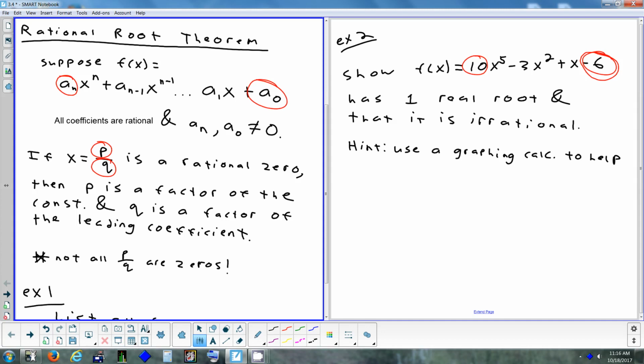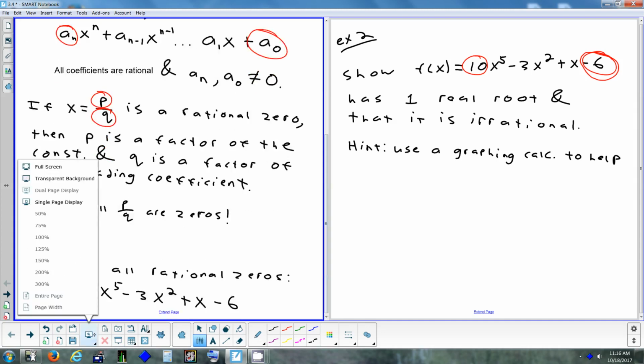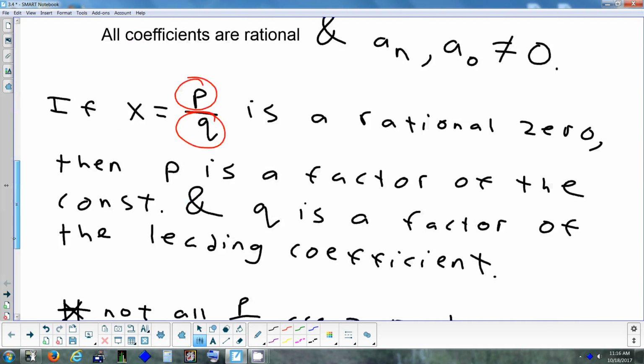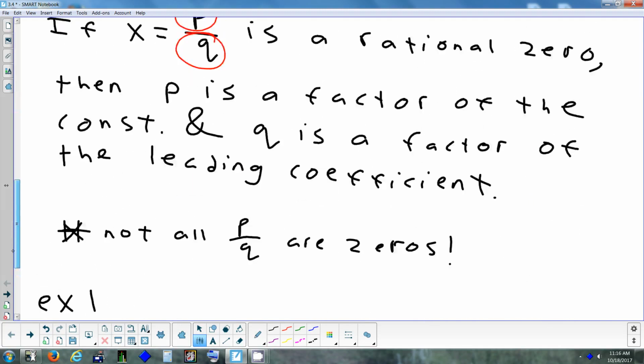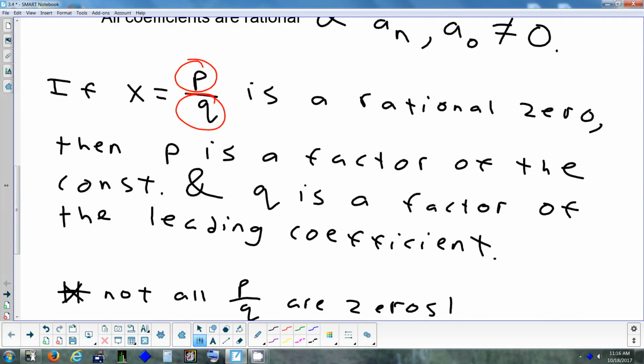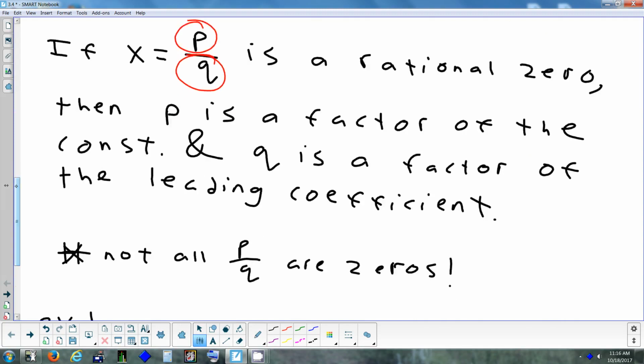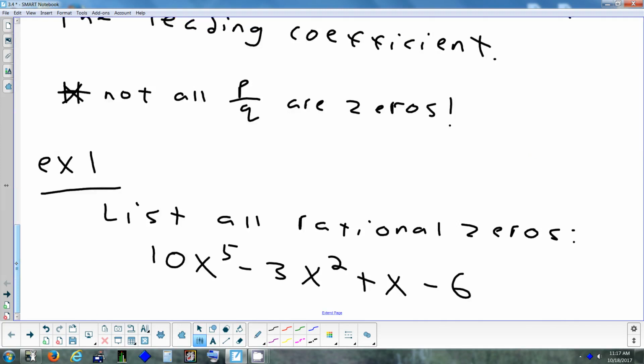All right, so let me make this page bigger again. Okay, does everybody have that paragraph? PQ. Just remember, maybe off to the side or somewhere, P is a factor of the constant, so I just write it down so I remember, and Q is the leading coefficient. Okay, so let's make a list of all the rational zeros here.